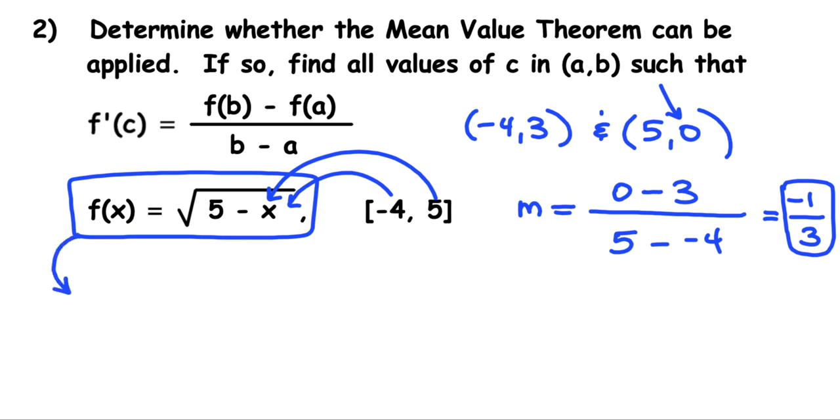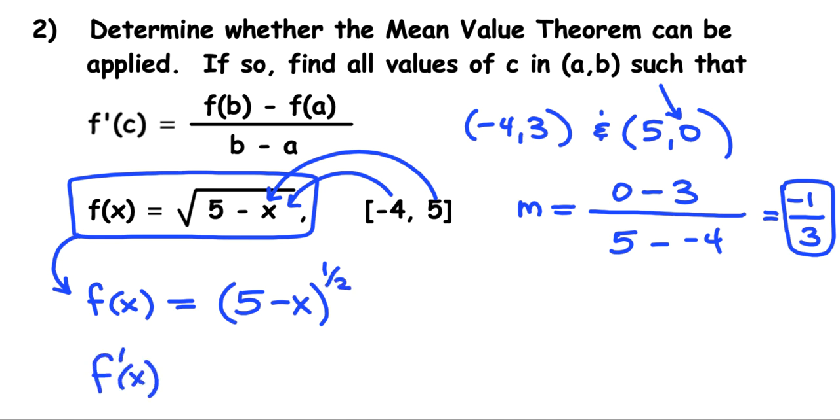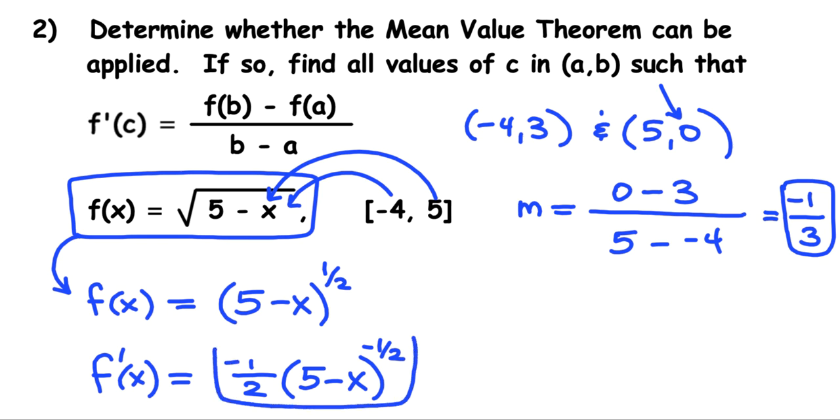That's going to be the derivative. Before I take the derivative, let me rewrite this. f of x is going to be (5 minus x) to the 1/2 power. I just make it easier. And so the derivative, 1/2 in front using the power rule. 5 minus x goes down by a power, so that's to the -1/2, times a chain rule of -1, which I'll throw in front.